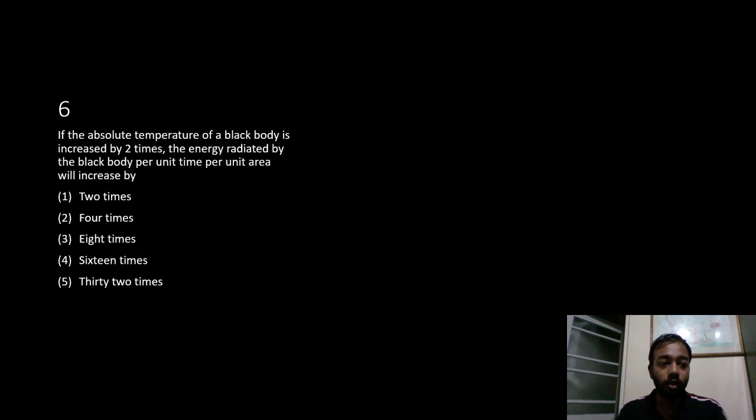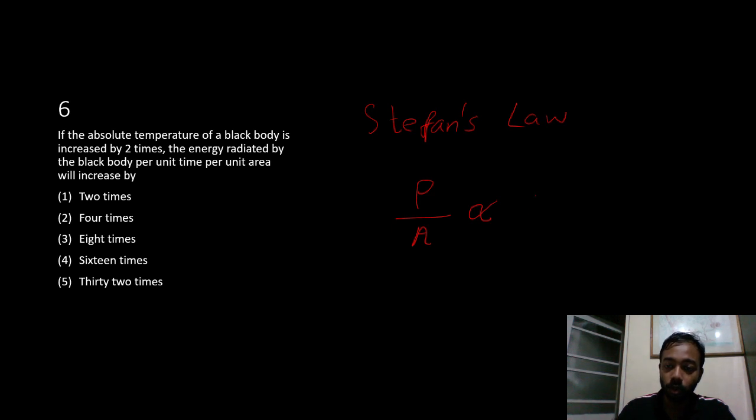Question number 6. It's regarding black body radiation. If the absolute temperature of a black body is increased by 2 times, the energy radiated by the black body per unit time per unit area will increase by. This question is from the Stefan-Boltzmann law, or simply Stefan's law, which states that the power radiated by the unit area of a black body is proportional to the 4th power of absolute temperature, T to the power 4.